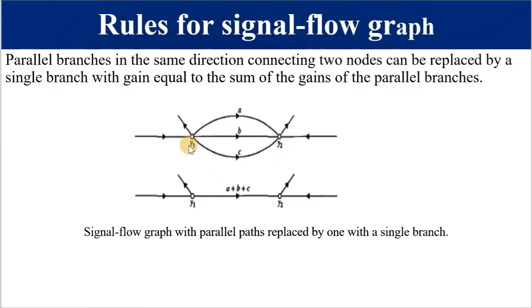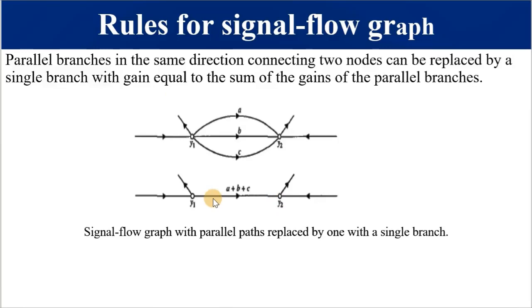So we are saying y1 is a node, y2 is a node, and we've got these branches A, B, C connecting these two nodes. So we are saying these three branches are in the same direction, so they are going to be replaced by a single branch, which is this branch, and what has happened to gain A, B, and C? It has been replaced by gain that is equal to the sum of the gains of the parallel branches.